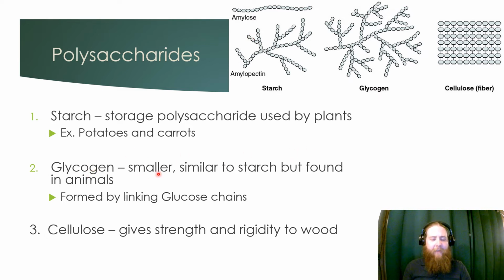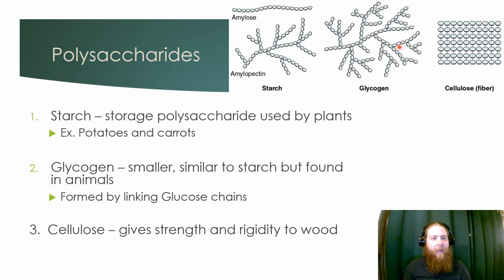Glycogen is very similar to starch, but is smaller, and it is found in animals. And it is formed by linking just glucose chains together. And glycogen has these big long chains here. These chains are shorter, they branch more often, but they're really good for storing glucose. This is really common in your liver cells. When you start exercising and you start burning muscle and fat, this is what gets broken down first to replenish your supply.